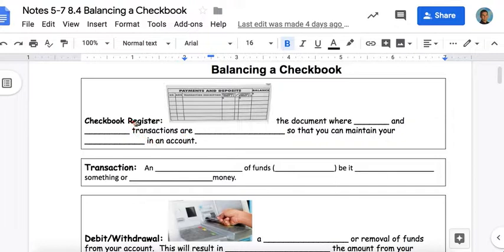So the first definition we have here is, what is a checkbook register? It's the document where credit and debit transactions are written so that you can maintain your balance in an account.